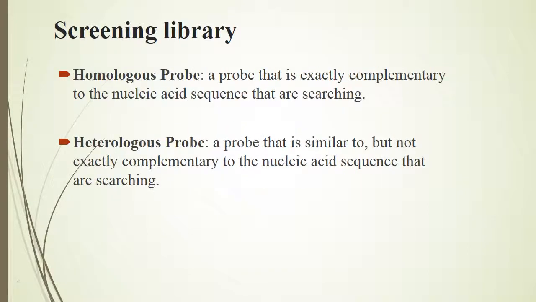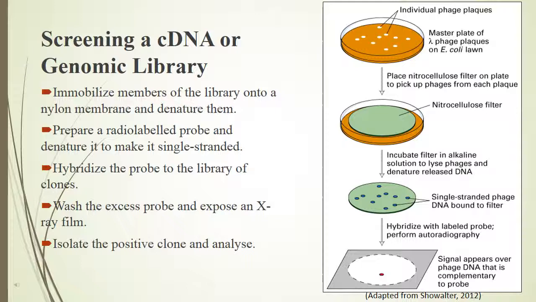There are two types of probes, which are homologous and heterologous probe. Homologous probe is a probe that is exactly complementary to the nucleic acid sequence that they are searching. Heterologous probe is a probe that is similar to, but not exactly complementary to the nucleic acid sequence that they are searching. Next, I will talk about screening a cDNA or genomic library.